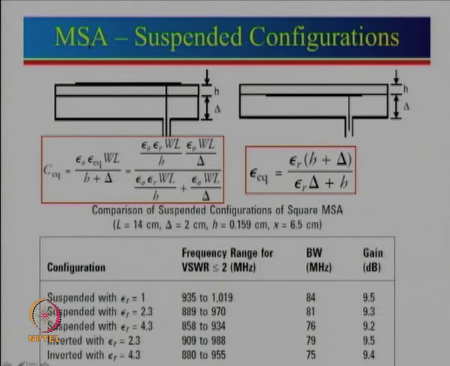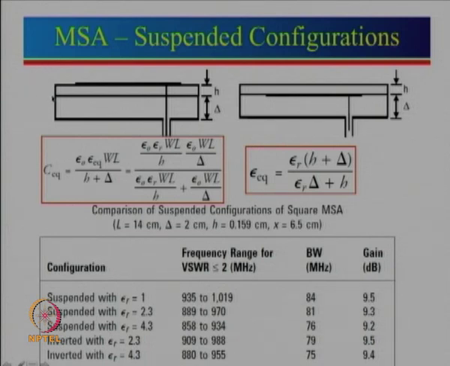So, first let us just analyze this and then I will come to the other. In order to analyze this, what we need to find out is the epsilon equivalent of this particular patch as seen. See, this is air, so epsilon r is equal to 1. This is a substrate. We have taken 2 different substrates here. One is an expensive substrate which has a 2.3 epsilon r, another one is a lossy substrate which we have taken as epsilon r 4.3. We will see what are the results.